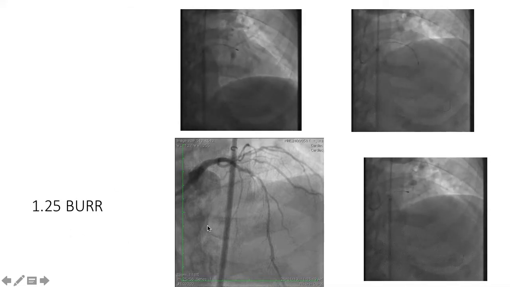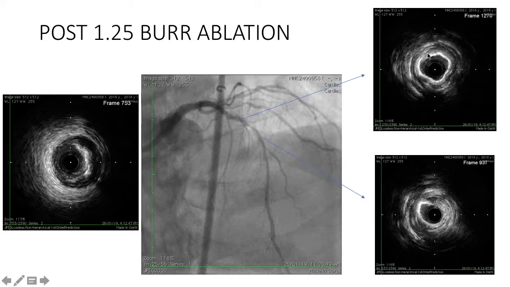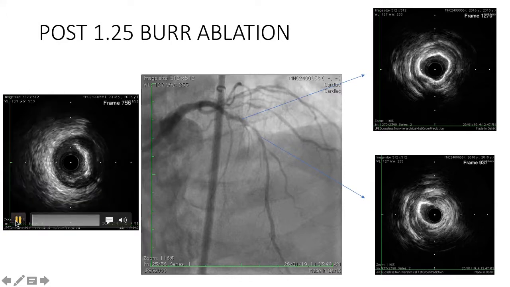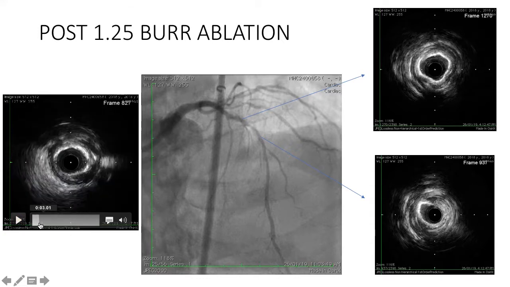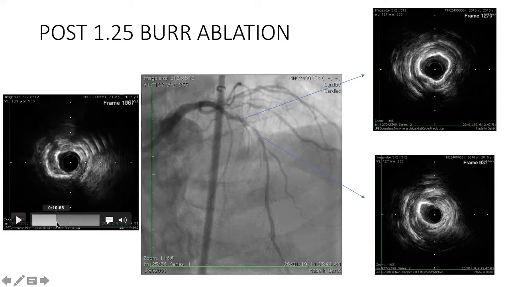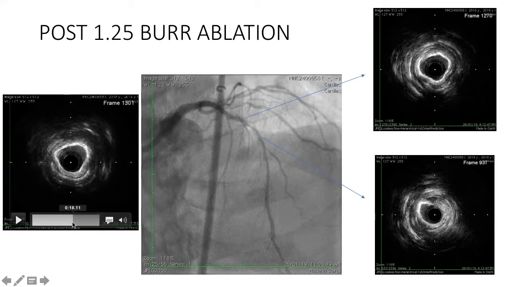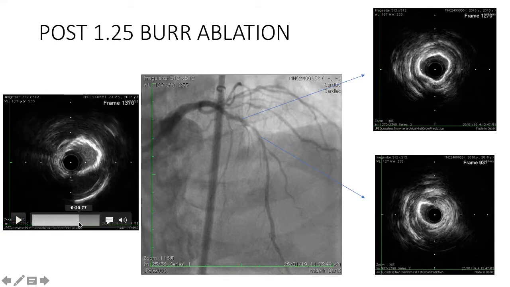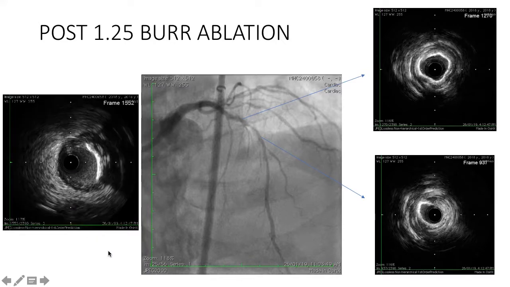After the 1.25 burr, I was shocked. Still there is a circumferential calcium in LAD, but if you observe, the site of circumferential calcium is proximal to the tightest lesion. It's not at the site of the lesion. And there is another calcium with circumferential fibrosis at this point as well as here. So this is the IVUS after 1.25 burr ablation. You can see there is almost circumferential calcium here, which says you need further ablation.